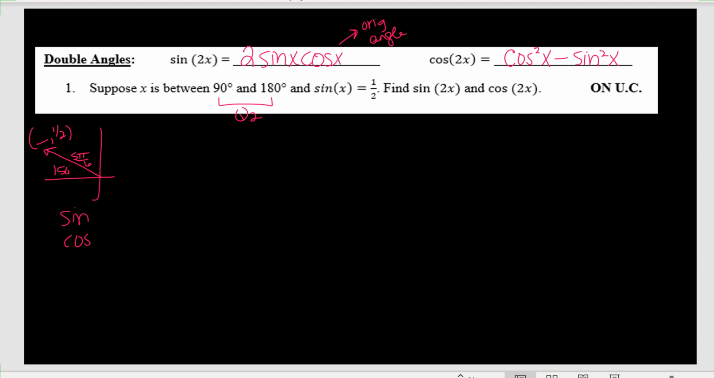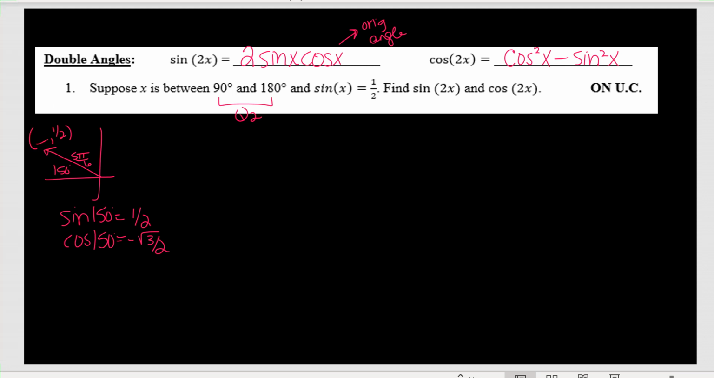Excuse me, guys. Sine of the angle 150 degrees is 1/2, and cosine of the angle 150 degrees is negative square root 3 over 2. Now, sorry for the mix-up, let's continue on.